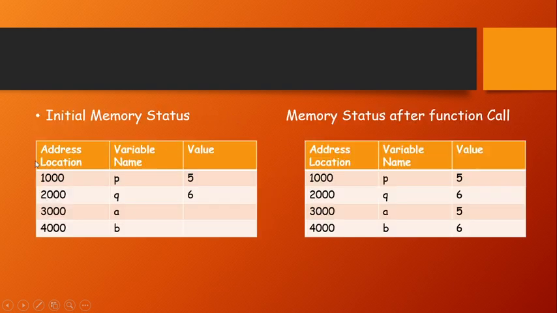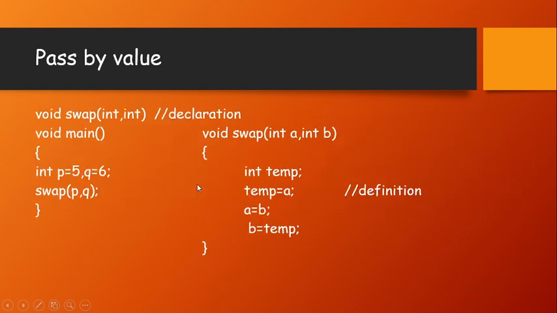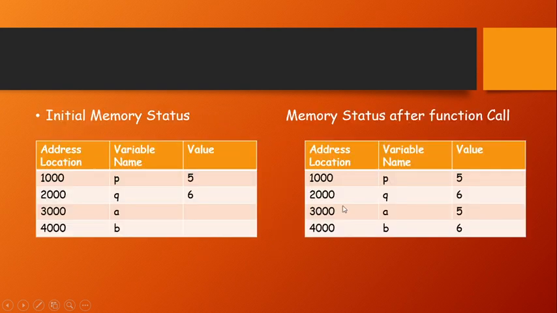Initially I am assuming the memory address of p is 1000, the memory address of q is 2000, the memory address of a is 3000, and the memory address of b is 4000. So the initial memory status is like this. P and q have values 5 and 6. Now the memory status after the function call: we call the function swap pq, and the swap function starts to execute. At that point, a will have another copy, 5, and b will have the copy, 6.